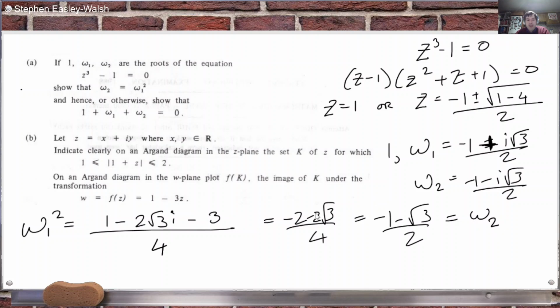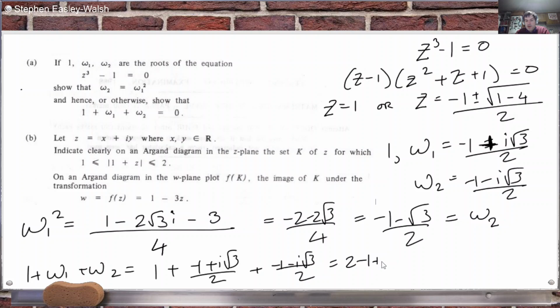Hence or otherwise show that 1 plus omega 1 plus omega 2 equals 1 plus minus 1 plus i root 3 over 2 plus minus 1 minus i root 3 over 2, which will equal 2 minus 1 plus i root 3 minus 1 minus i root 3 all over 2. They cancel. 2 minus 1 is 0 over 2, which is 0. Okay, that's part A done.